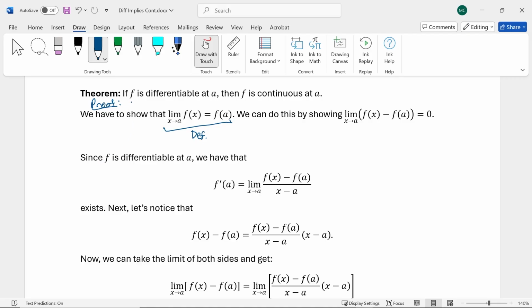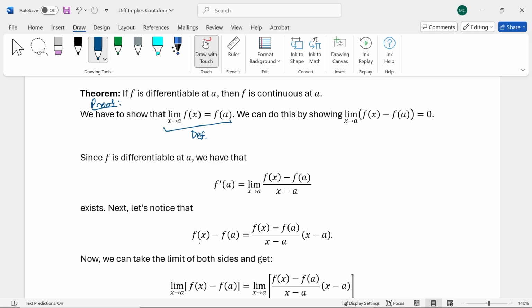Well, since the problem gives us that f is differentiable at a, we have that f prime of a, which is defined as the limit as x goes to a of f of x minus f of a divided by x minus a, exists, right? That's what it means to be differentiable, is that this limit exists.